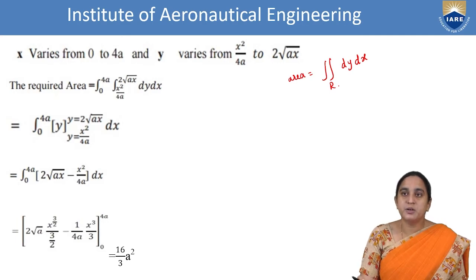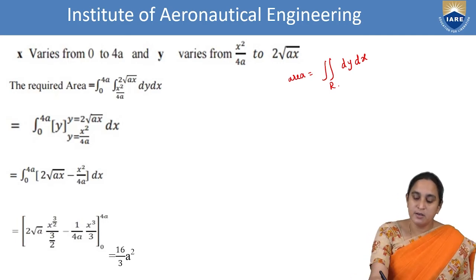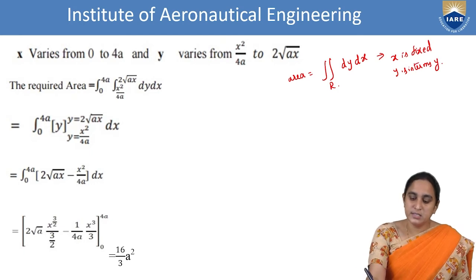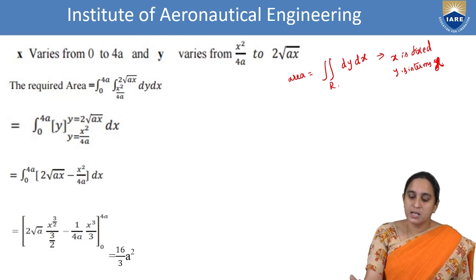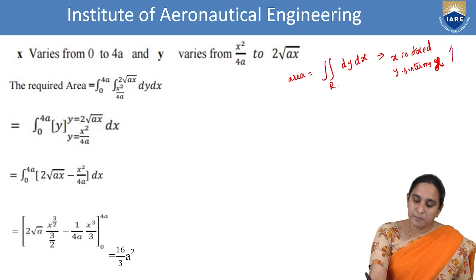What is the concept of the double integral of dy dx? For this case, x is fixed, right? X is fixed and y is in terms of x. Okay, this is the concept for using the double integral of dy dx. But how do we get y in terms of x and x as the fixed limits? By using a vertical strip.